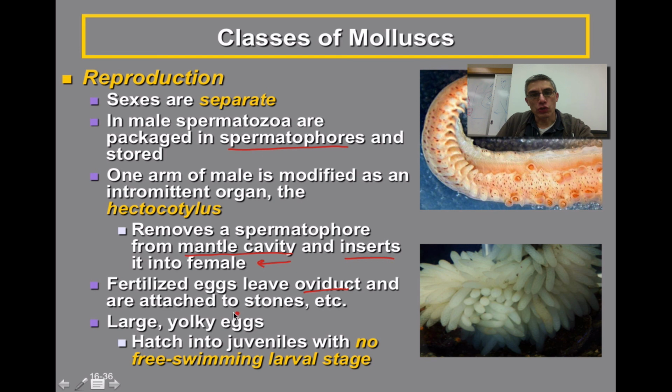Now the eggs that are produced by these animals are going to actually be relatively large yolky eggs when you compare them to other mollusks that we've looked at. Now these particular animals are going to hatch into juveniles, and there's really no free swimming or larval stage with cephalopods. So when these eggs that you see over here on the right hand side, and I believe that these are squid eggs, when these eggs hatch, they look basically like very small miniature replicas of the parent.